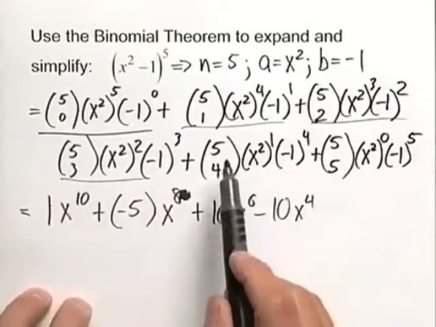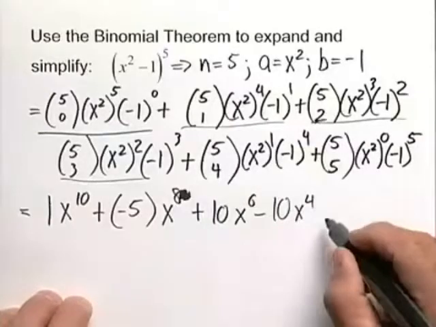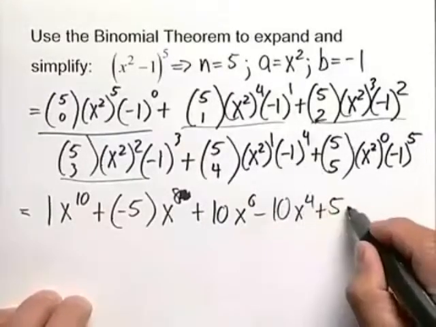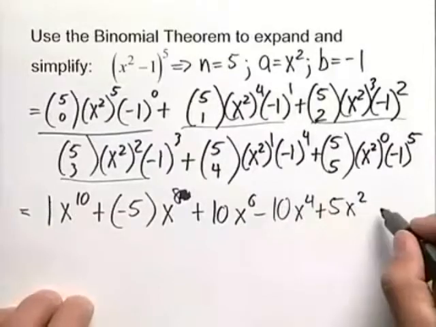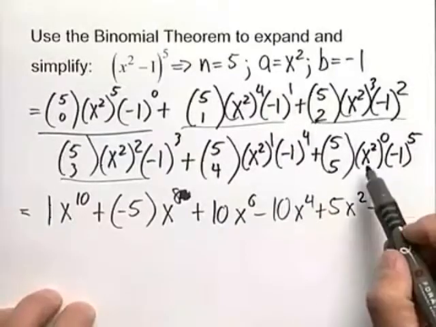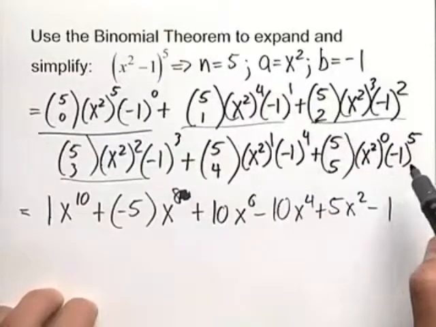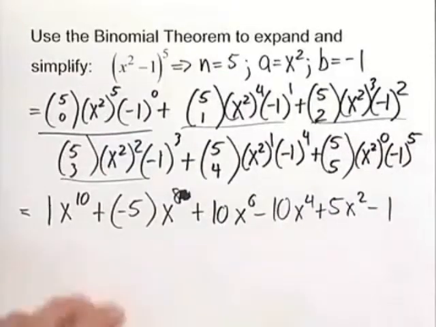I got that one. 5 over 4 is going to give us simply 5, and that's going to be a plus because our negative 1 is to the fourth, x squared. And then finally, a minus 1, remembering that x squared to the 0th power is 1, 5 over 5 is 1, negative 1 to the fifth power, that's where we get our negative.